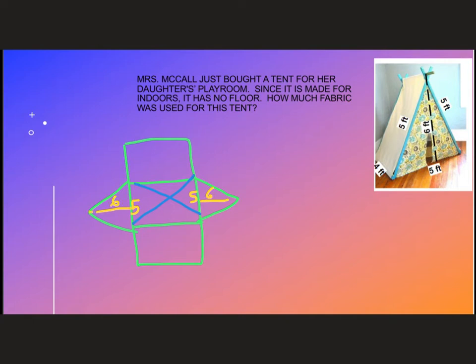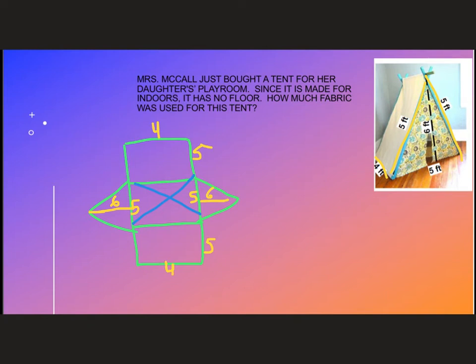Now on the sides, you can see sides of my triangles are 5 and 5. That's important because they are also the sides of our rectangle. So 5 and 5 there. And then the long part of our rectangle is going to be 4.